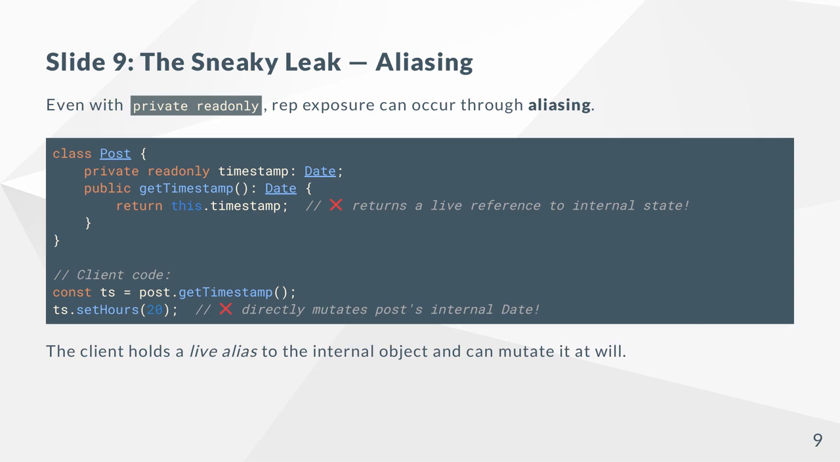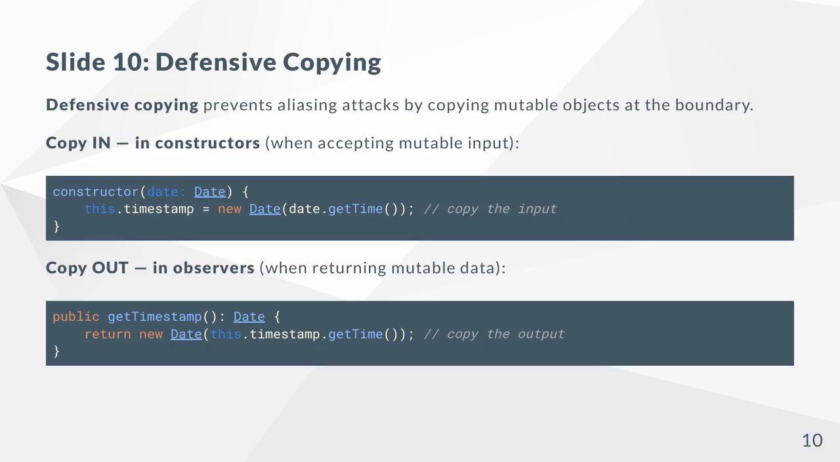Even with private readonly, rep exposure can still occur through aliasing. If getTimestamp simply returns this.timestamp, it hands out a live reference to the internal date object. A client stores that reference, calls setHours on it, and directly mutates what was supposed to be private internal state. The client holds an alias, a second name for the same object, and uses it to reach inside the abstraction barrier.